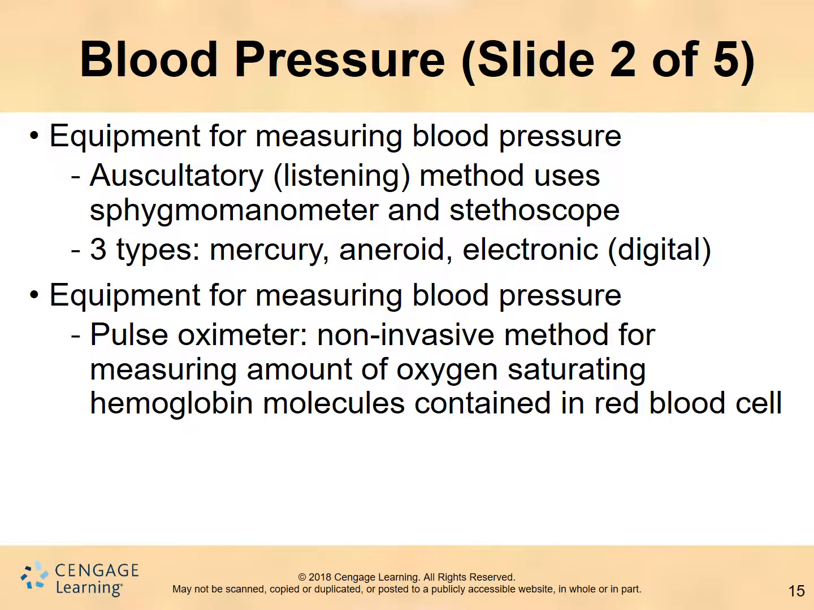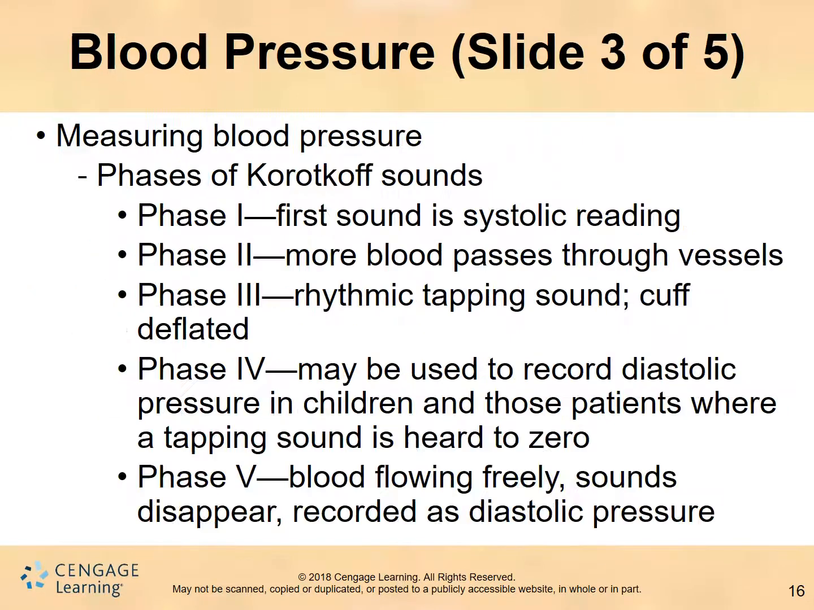Equipment for measuring the blood pressure is a stethoscope for listening and a sphygmomanometer. And there are three types of sphygmomanometers: the mercury, aneroid, and electronic or digital. And then you can also use a pulse oximeter, a non-invasive method for measuring the amount of oxygen saturation in the blood.